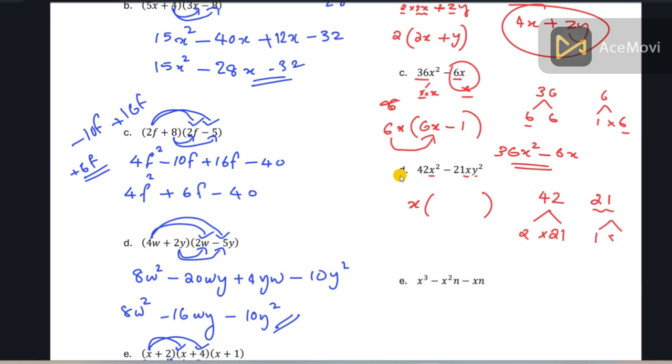21 is actually 1 times 21. So from here we know that 21 is common. So I'm going to take out the 21 too. So in this first term 2 remains, and we took 1x out, so there is x more, then minus, 21 we already took out, so there is 1 there, x we already took out, and y square. So 1y square, no need to write 1, you can just write y square. So this one is the answer.